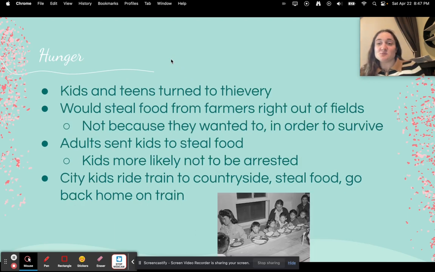So kids and teens would then turn to thievery. They would steal food from farmers straight out of the field. Not because they wanted to, but it was literally in order to survive, or else they had no food. Adults also sent kids to steal food. And the reason they did that is because adults were like, hey, they're kids. They're probably not going to get arrested for it. And also, city kids would ride trains to the countryside just to steal food and then go back home on the train.